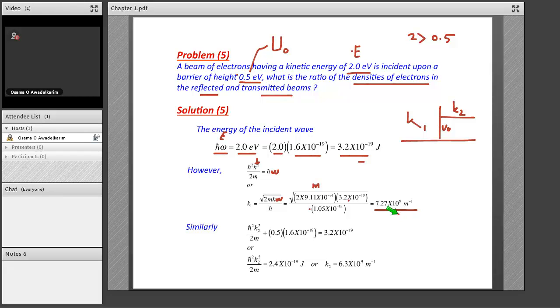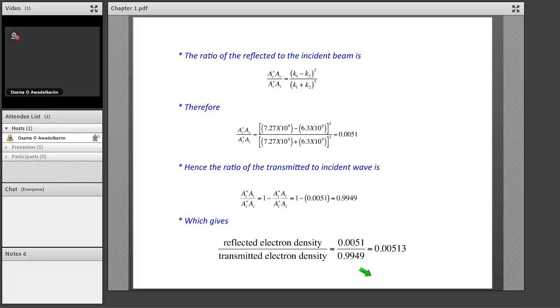Similarly, ħ squared K2 squared over 2m, that's for the right-hand side, plus this is U0, which is 0.5 times 1.6 times 10^-19, equals 3.2 times 10^-19. This is the energy. So we can use this equation to evaluate K2, and in this case, we get a wave number K2, which is 6.3 times 10^9 meter^-1. So we go back and substitute for the reflection coefficient R.